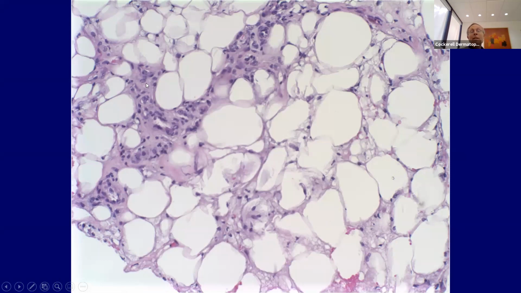Again, this is probably similar to some of the other changes that we've talked about, where you get ischemia, the fat degenerates, and you get secondary inflammation. So this isn't really a primary inflammatory process, it's really secondary inflammation that comes in because of the ischemia.